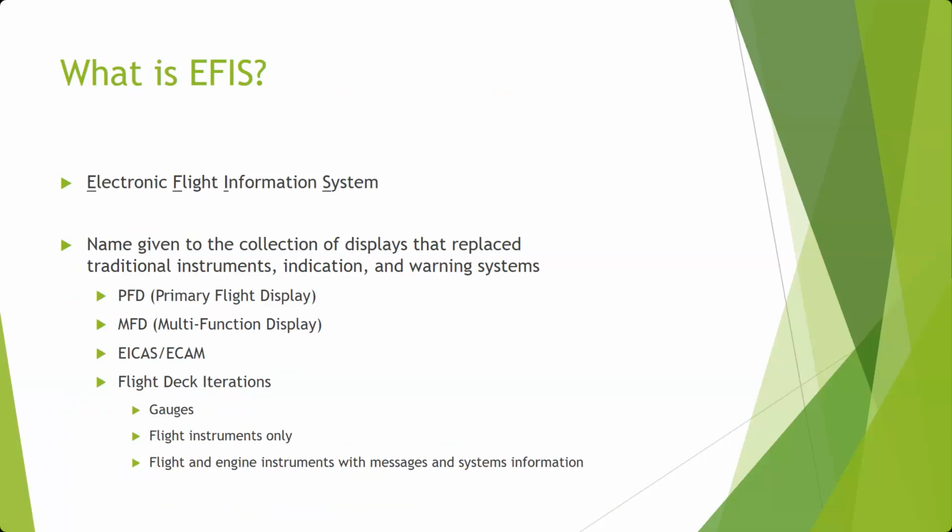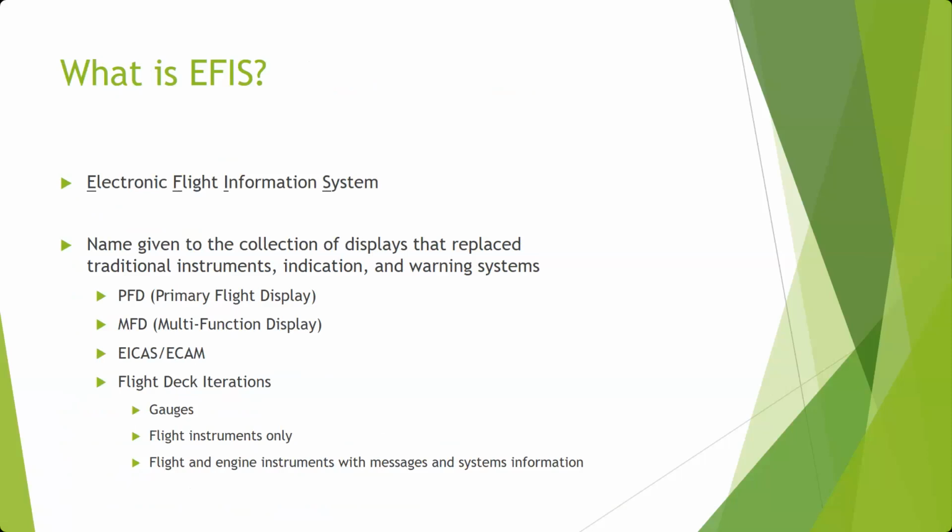So I'll repeat that. EFIS deals mainly with flight displays, electronic flight information system. Okay, you don't see anything about systems information there. A plane can have EFIS and still use traditional gauges for the systems. Or a plane can have EFIS and have an ICAS or an ECAM system, which is electronic indication. We'll talk about in a second.